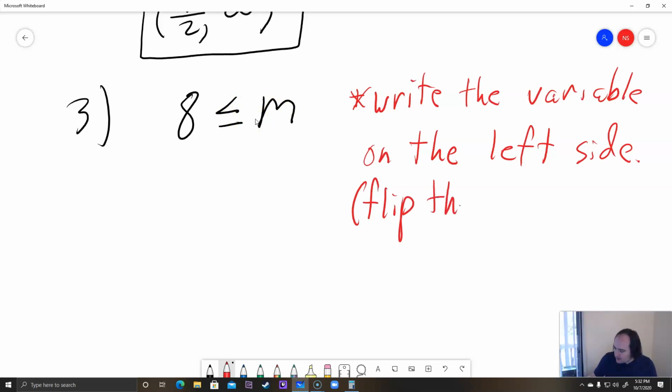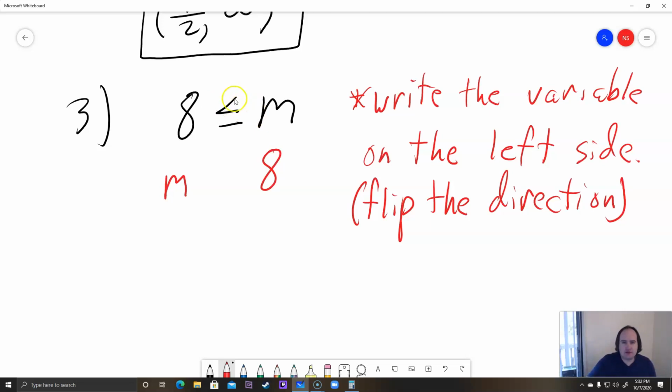So when you write it on the left side, you flip the direction of the inequality. Okay, so if I move this m to the left side and the 8 to the right side, I have to flip the direction. So instead of being less than or equal, now it's going to be greater than or equal. So those two actually mean exactly the same thing.